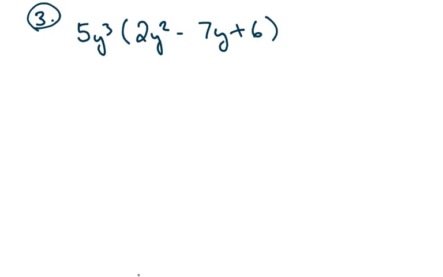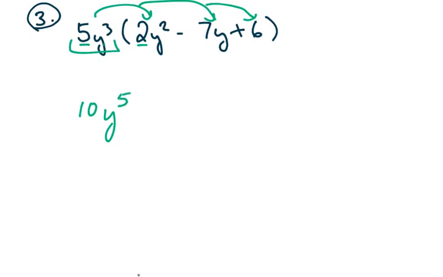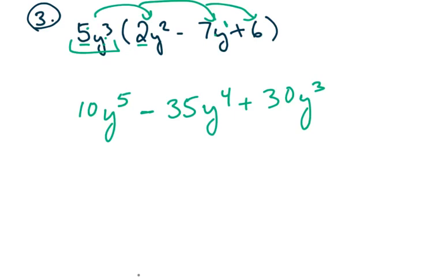Alright, more of the same, just in a different manner. So if you see this, we're just going to apply distribution into all of these. So we'll do 5 times 2, which is 10. We'll multiply y cubed by y squared, which means we're going to add the exponents. 3 plus 2 is 5. We're going to apply that to the next side. So 5 times negative 7 is negative 35. Watch those signs. Y cubed times y to the first is going to be y to the fourth. And 5 times 6 is 30, y cubed. Because there's not a y there, we just write cubed. And there we have it.